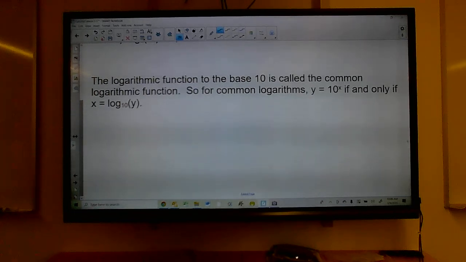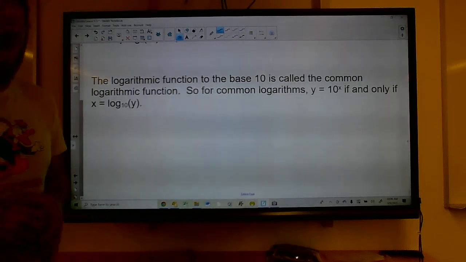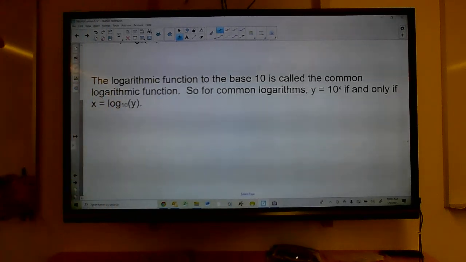The logarithmic function to the base 10 is called the common log function. So that's the one that you see on your calculator. It just says log, that's your common log. It's automatically log base 10. Common logarithms: y equals 10 to the x power if and only if x equals the log base 10 of y.